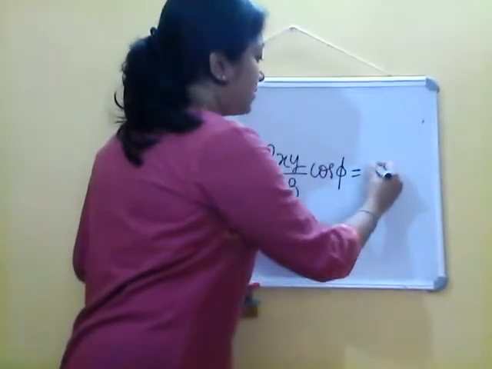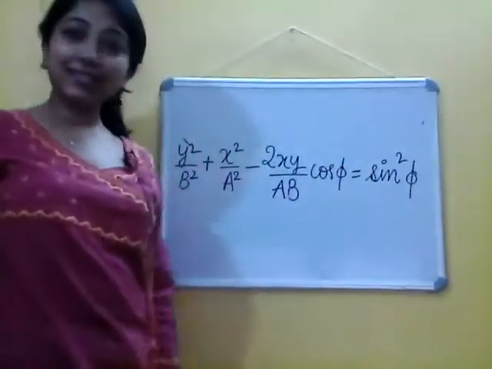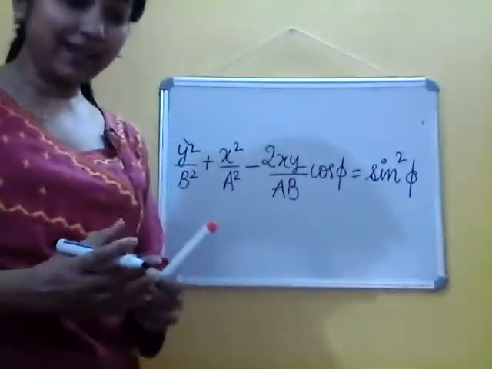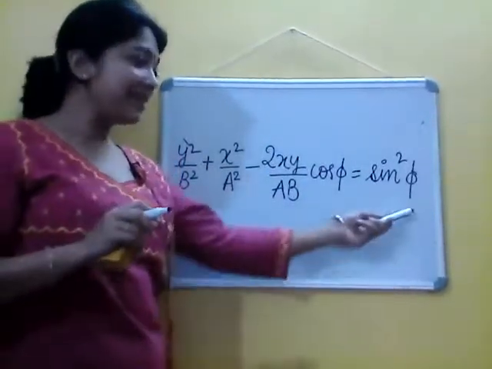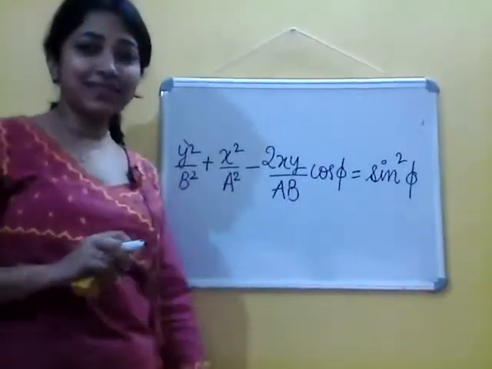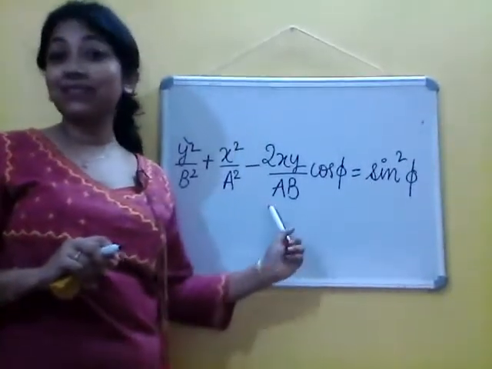Cos phi is equal to sine square phi. This is the equation where we are standing. Now hold on over here. All of you, please tell me, is this equation looking familiar to us? Isn't this equation looking familiar to us? And what is this equation?